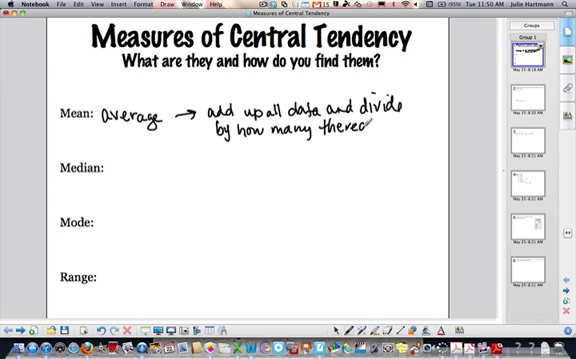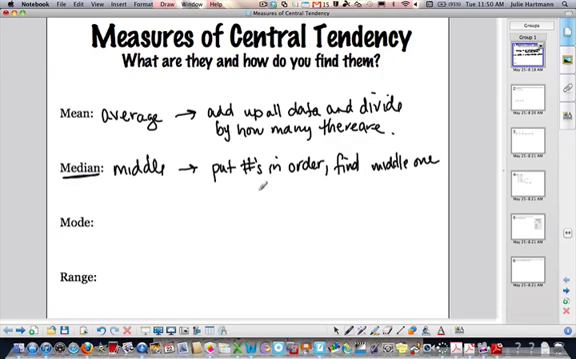Okay, this should all be review. So hopefully you've seen this stuff before. Median. Think median, in the middle of the road. That's the middle. So you put numbers in order and find the middle one.